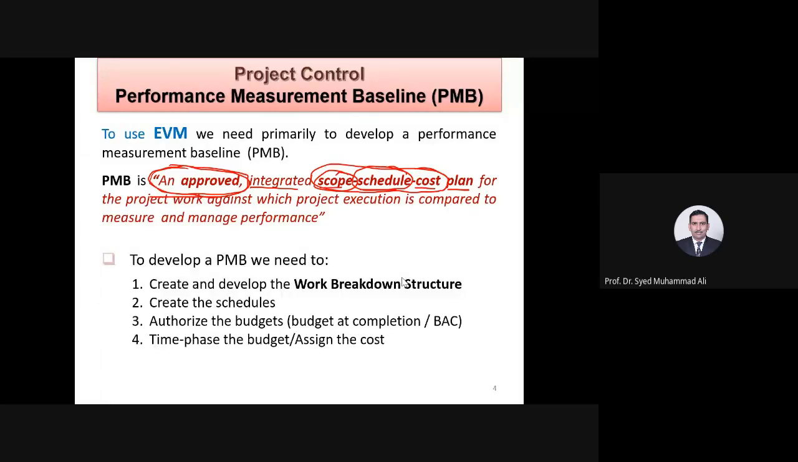BAC. Then is the time phase, the budget, assign the cost. Time phase means if your project requires 1 billion rupees, you're not going to have the 1 billion rupees available on the first day. It is 1 year project, so it will be phased out. The phasing of the money will be done. You will budget it daily, weekly, monthly, or fortnightly, whatever is the case. You need to have the cash flow requirement. Define measure of performance. So you have to fix the performance measures.